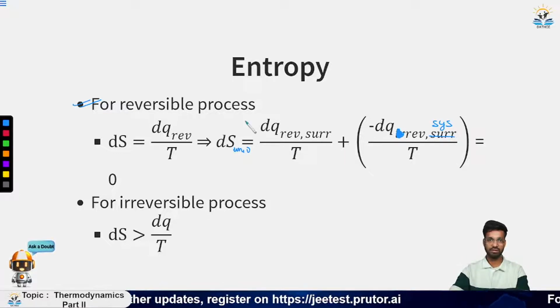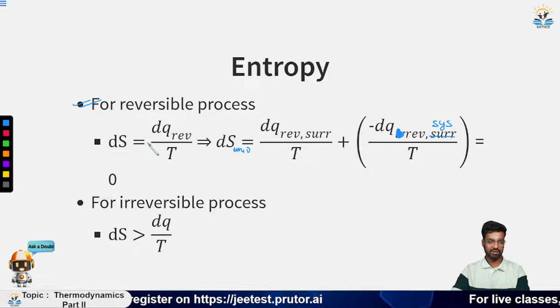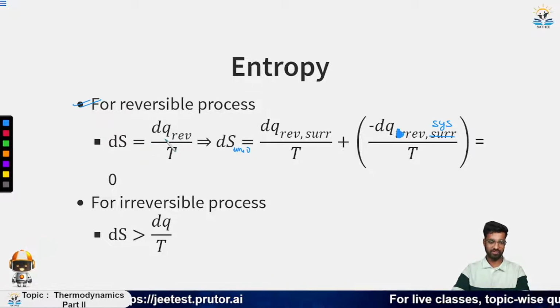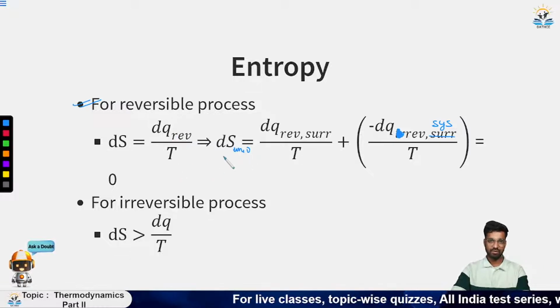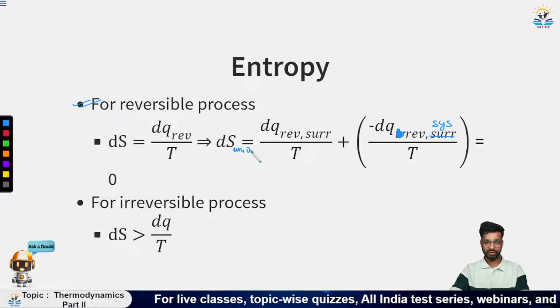Sorry for the mistake. So it is written here that if you want to calculate for reversible, for reversible, dS is always equal to dq by T. Now if you calculate it for the universe, it will be system plus surrounding.